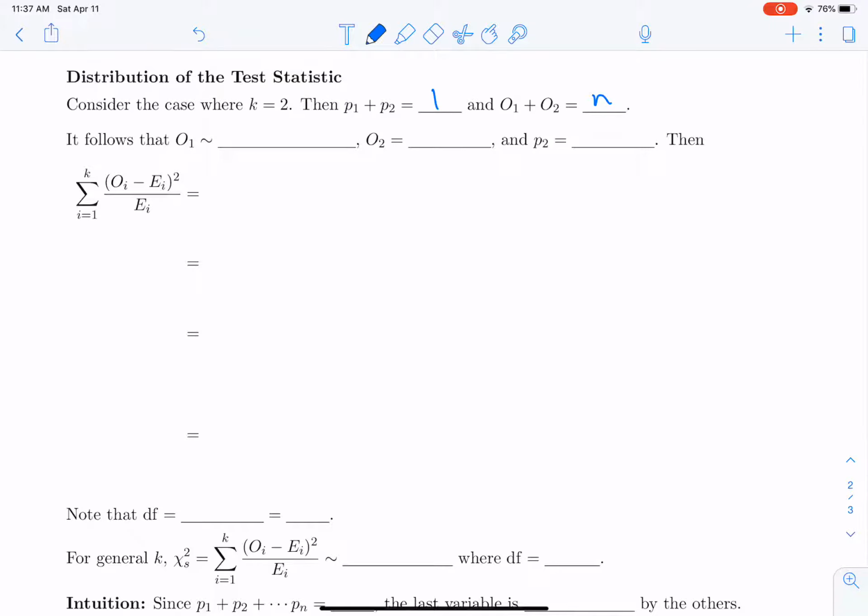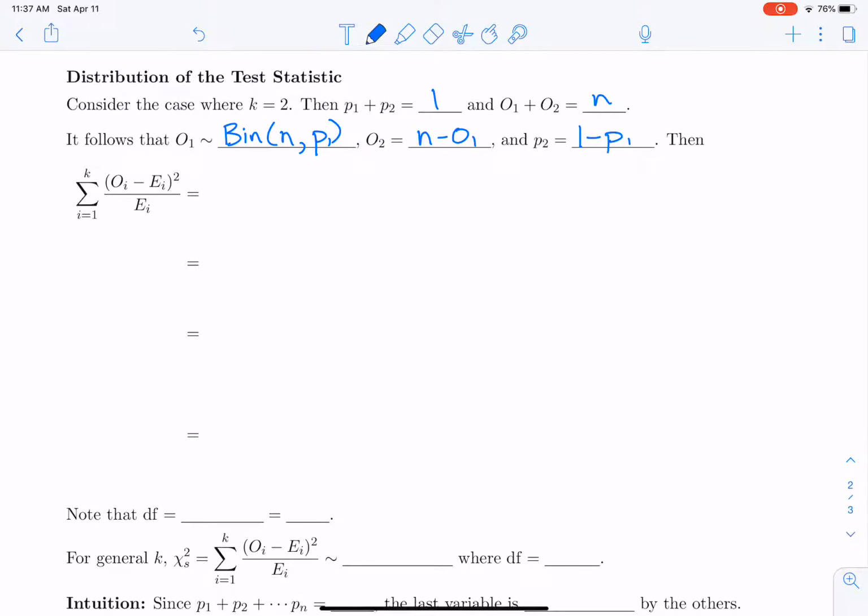Well, if we only have two categories, then instead of a multinomial distribution, we have that O1 follows a binomial distribution with parameters n, the total, and then a probability of being in the first group, P1. Then O2 we can think of as just being n minus O1. And then P2, the probability of being in the second category, we can think of as just being 1 minus P1. So let's look at what our chi-square statistic looks like.